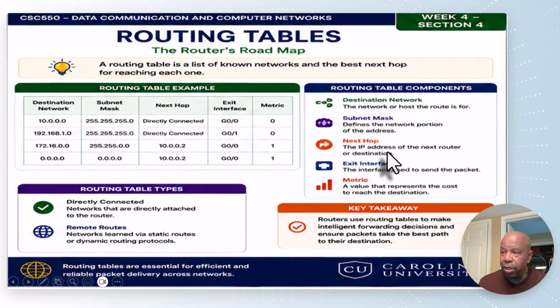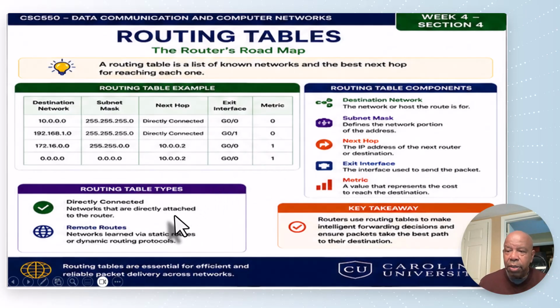The next hop: the IP address of the next router or destination. The exit interface: the interface used to send the packet. And metrics: the value that represents the cost to reach the destination. So that's the metric that we're showing here. Now, to get from point A to point B, what is it going to cost? How many stops am I going to have to make, assuming I'm not static, which we're getting ready to talk about next. How expensive is it for me to get from point A to point B relative to the number of things I have to go through in order to get to that destination?